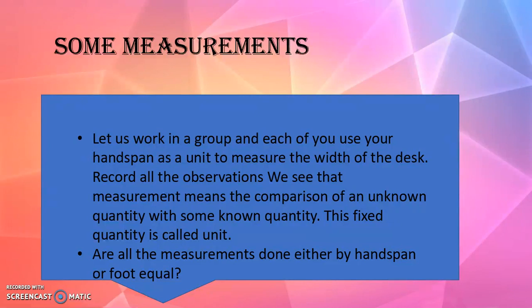Some measurements. Let us work in a group and each of you use your handspan as a unit to measure the width of the desk. Record all the observations. We see that measurement means the comparison of an unknown quantity with some known quantity. This fixed quantity is called a unit. For example, the measurement of the width of the desk comes out to be 3 handspans. So the handspan is the unit.